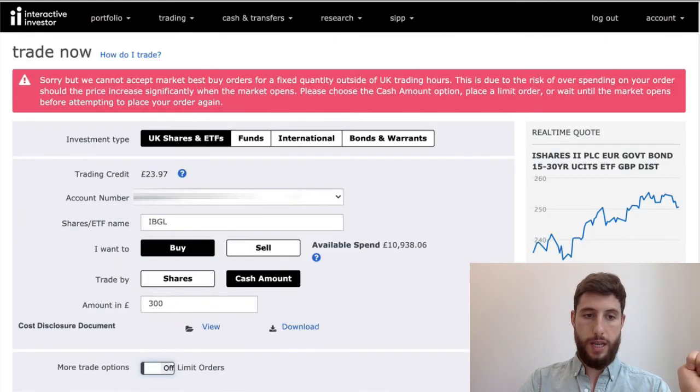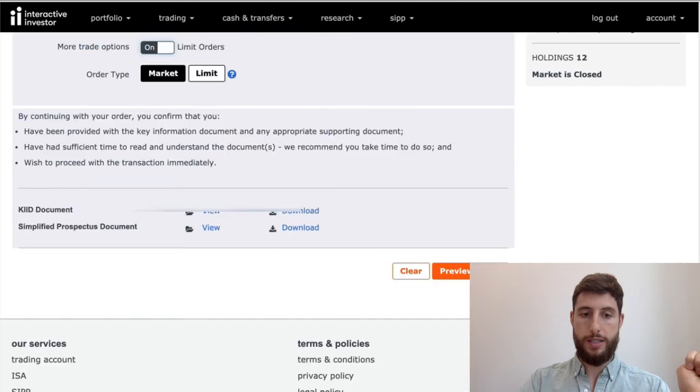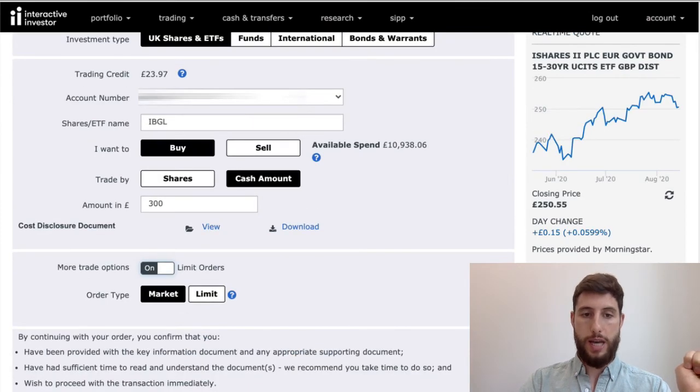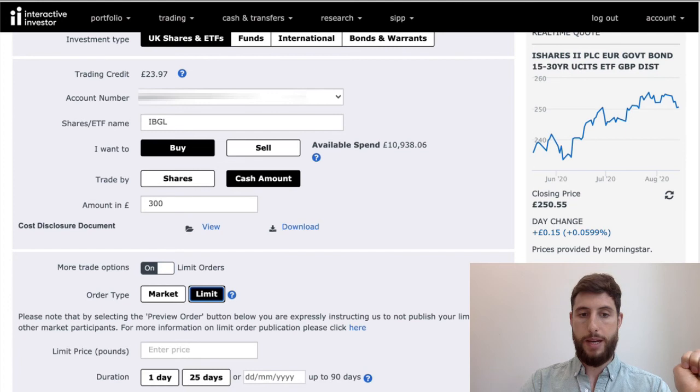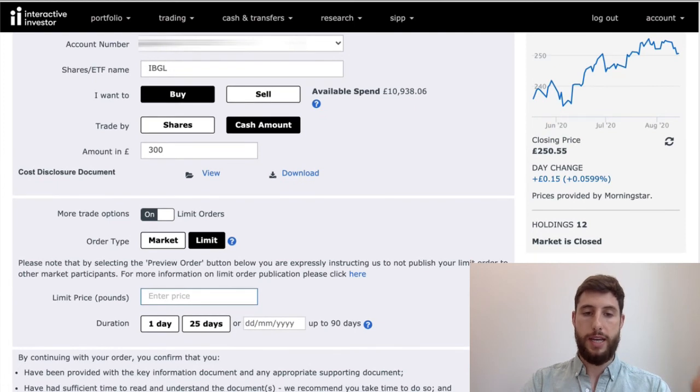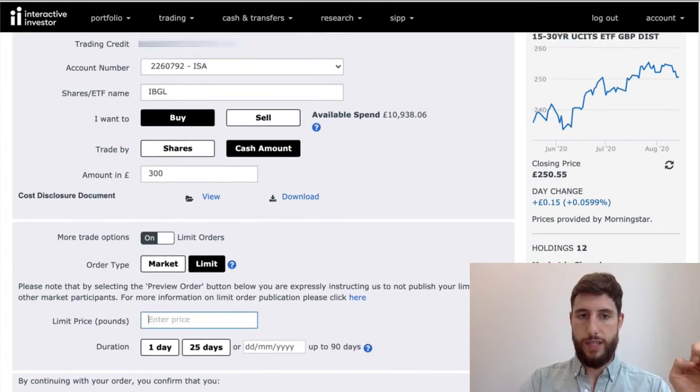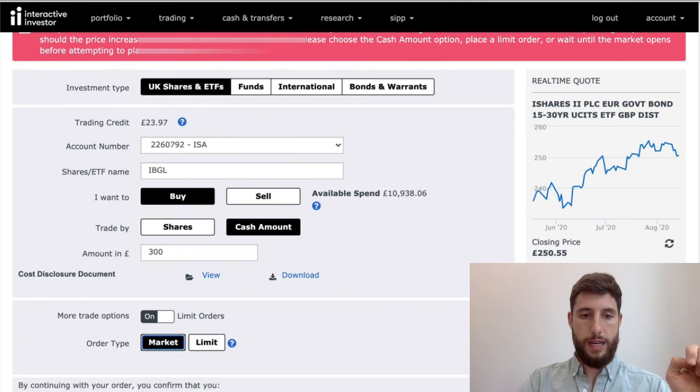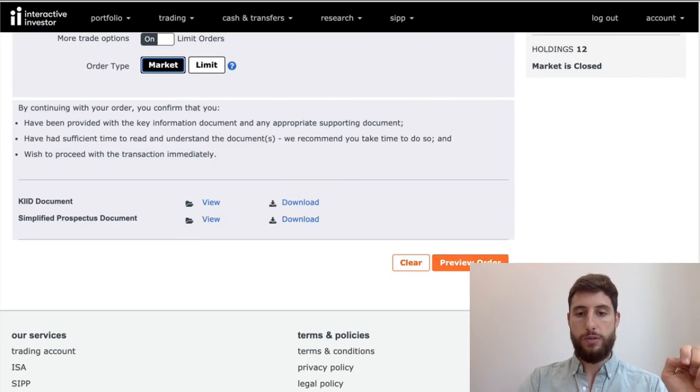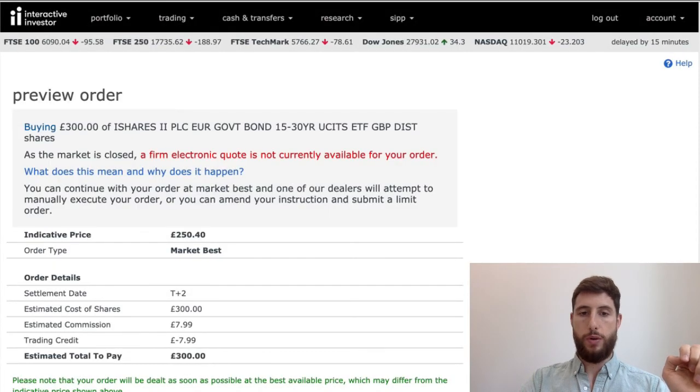So here, more trade options is limit orders. Okay, so you put on limit orders and then limit, and this allows you to put a kind of price and dates. Don't worry about that. That's overcomplicating it and too much detail for this video. If you want to understand that, do a little bit of research, or let me know in the show notes and I'll explain that in a future video. Okay, so let's just ignore that. And then, so we're all done, and then we would just do preview order.